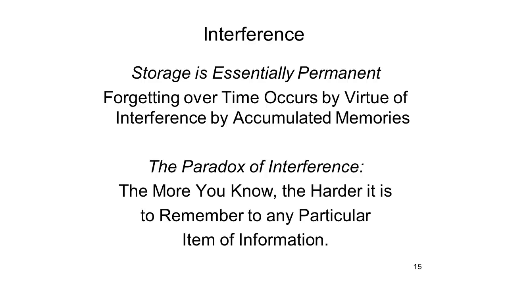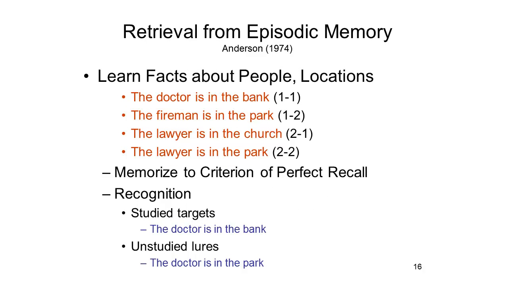It turns out that the more you know about a topic, the harder it is to retrieve any particular item of information about that topic. Although this may seem counterintuitive, it follows from the principle of interference, and is convincingly demonstrated in studies that measure memory retrieval in terms of response latency, rather than in accuracy of recall or recognition. Here's a classic demonstration of the paradox of interference by John Anderson, a psychologist at Carnegie Mellon University.